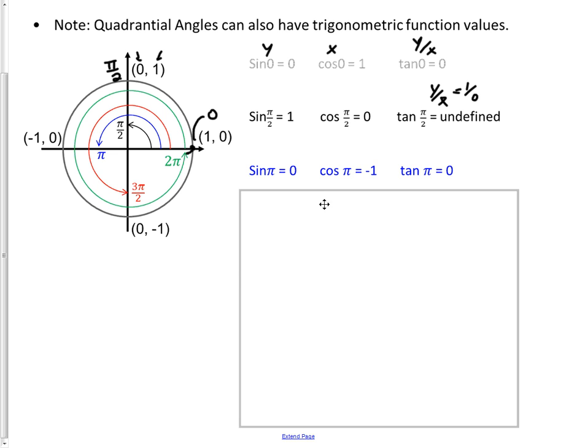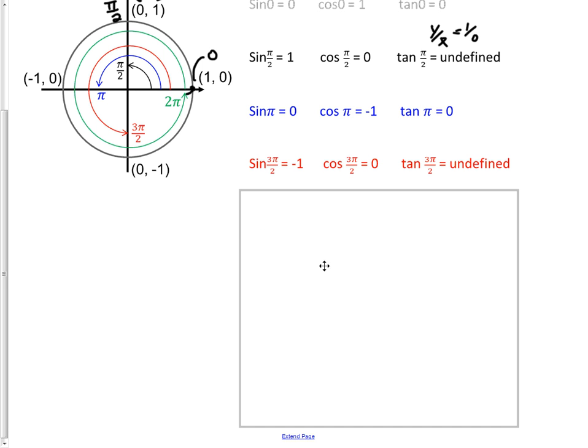And let's note one more here, and that is at 3 pi over 2, we're at the point 0, -1. So sine is -1, and cosine of 3 pi over 2 is 0, but this time tangent of 3 pi over 2 is undefined because it's at a vertical position on one of the vertical axes.